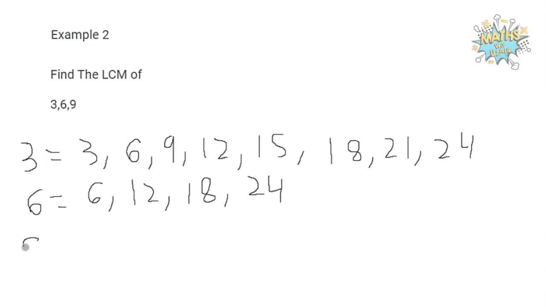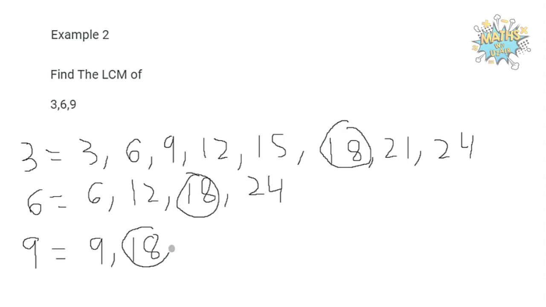And when we look at the 9 times table, 9 times 1 is 9, 9 times 2 is 18. So what's common in these three? That's 18, 18, and 18. So the LCM of 3, 6, and 9 is going to be 18.